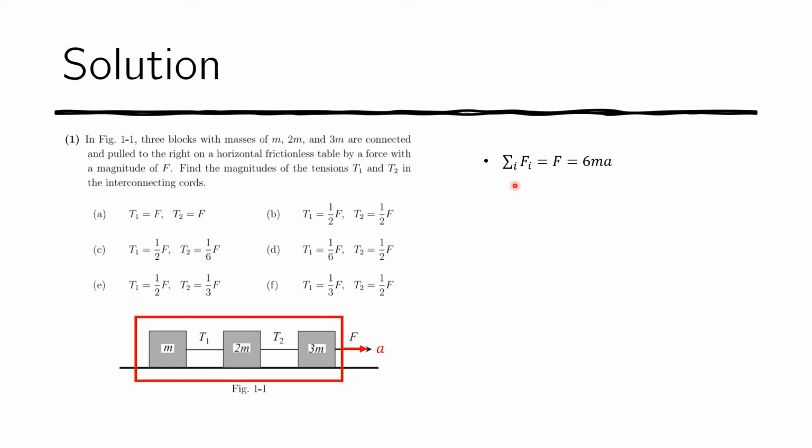So now Newton's laws of motion becomes the summation of all forces acting on the body, which is just this one. So it becomes equal to F, and F is equal to the total mass, which is m plus 2m plus 3m. So that's 6m times the acceleration that we assumed, which is just A.